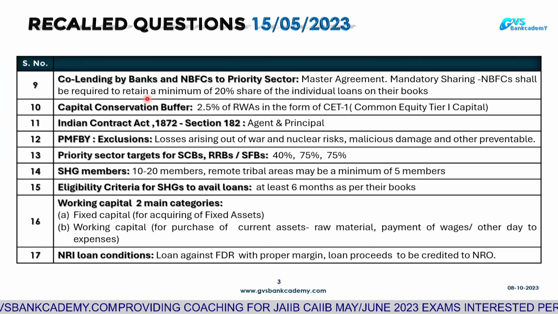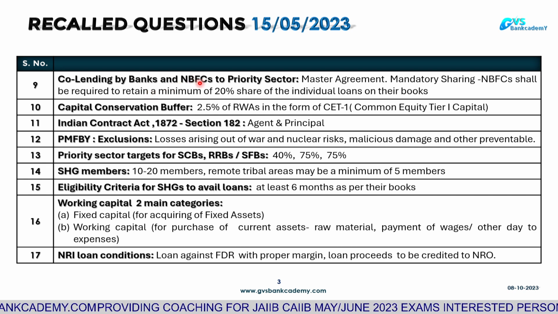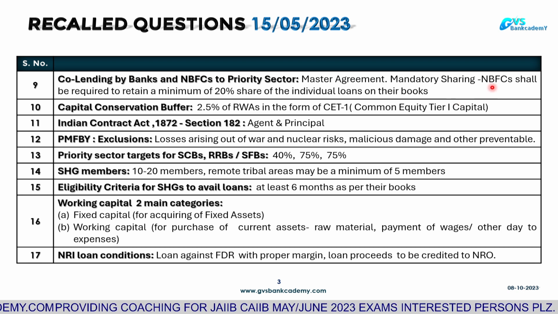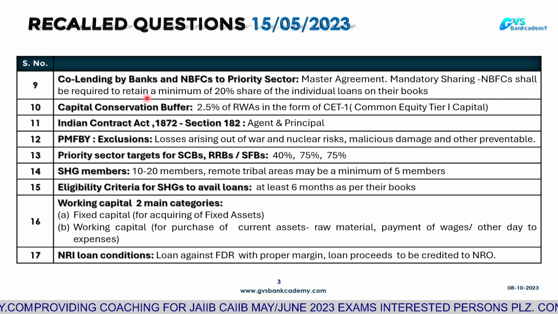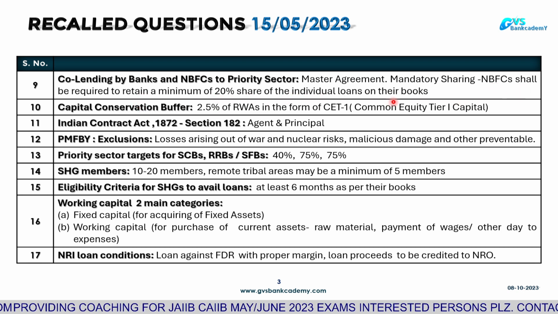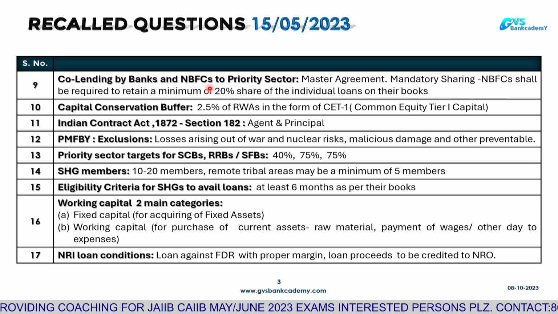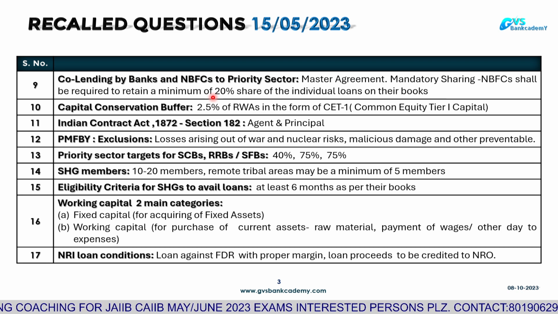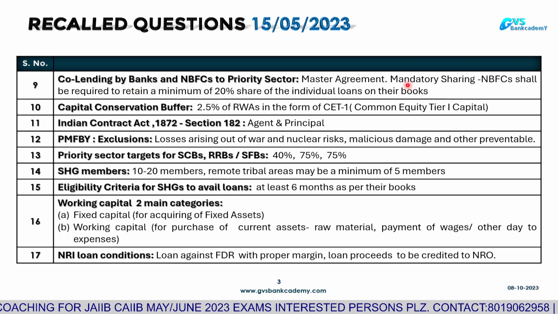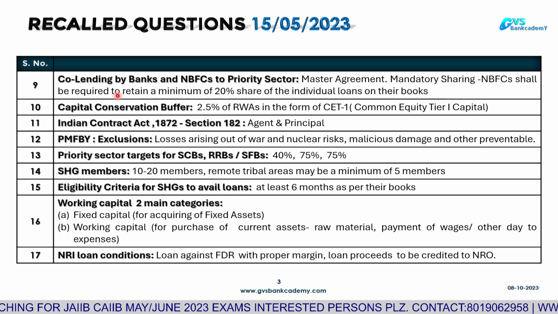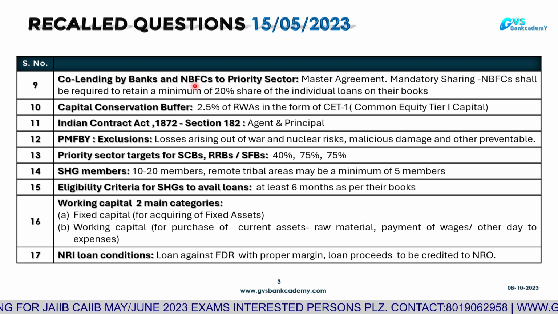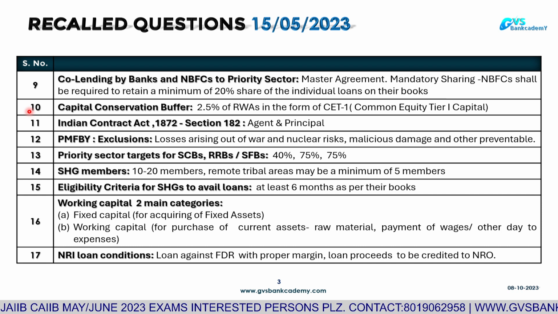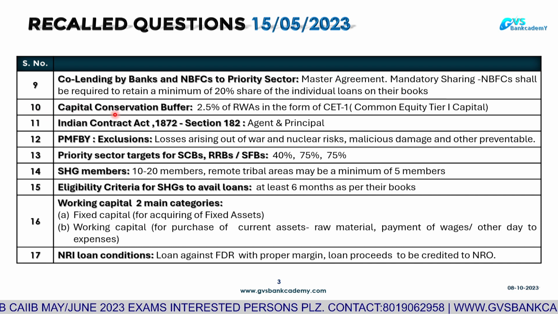Question 9. Co-lending by banks and registered NBFCs under priority sector. It is allowed, but the minimum NBFC share shall be 20% of the loan. Out of the total loan under this category, minimum share from NBFC 20%, remaining bank. And a master agreement between bank and NBFC and customer also. This is important.